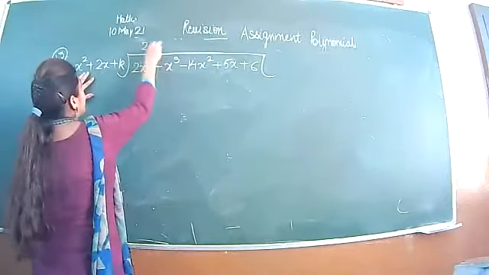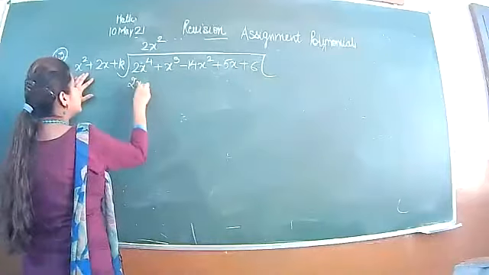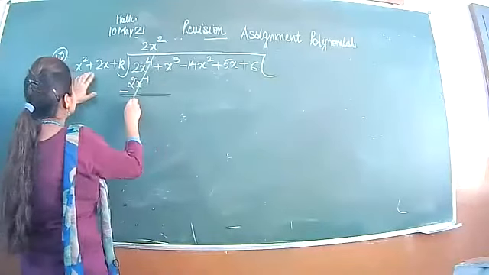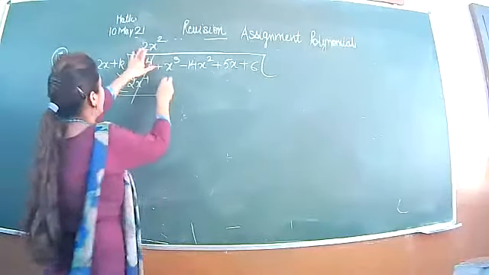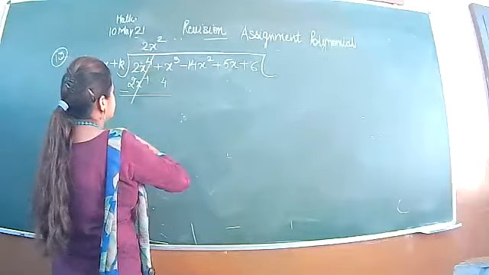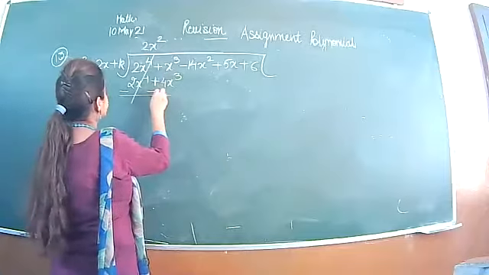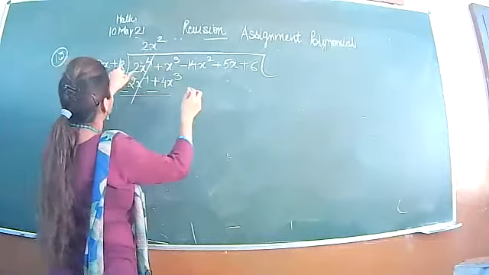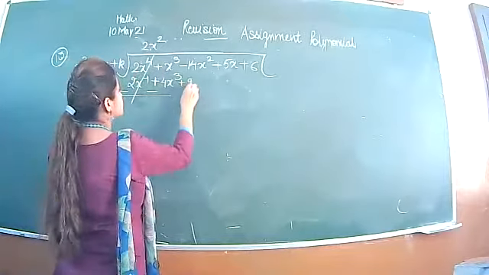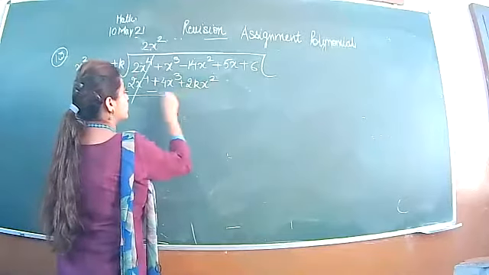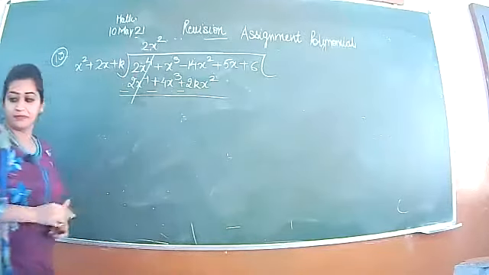So it will be multiplied with 2x square. It will be 2x raised to power 4 minus cancel. 2 2s are 4 x cube, plus sign change. Third term, 2kx square plus 2kx square. Sign change.